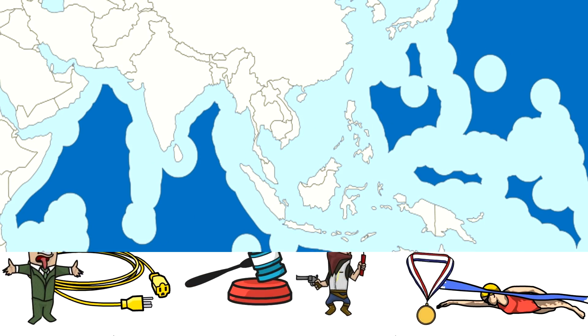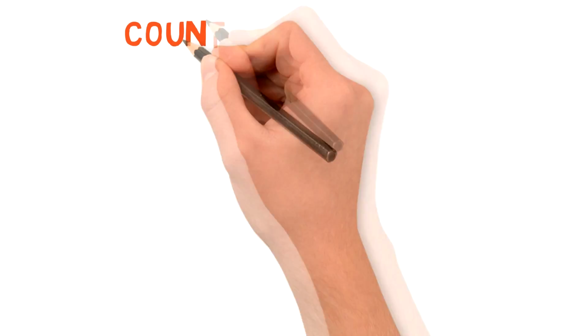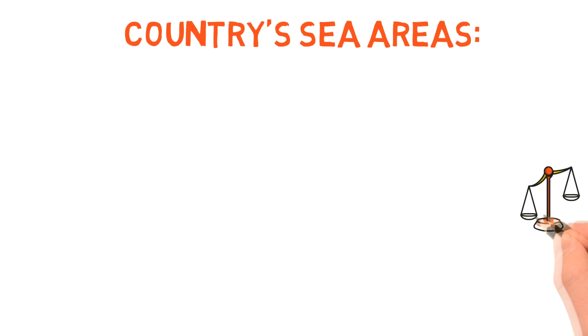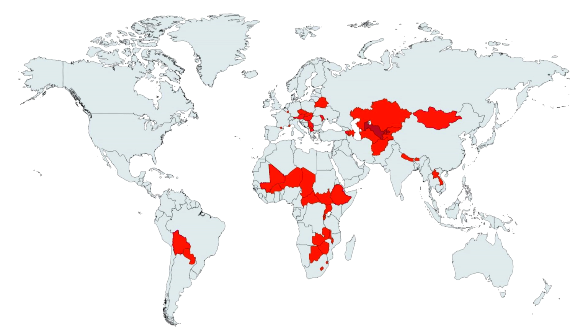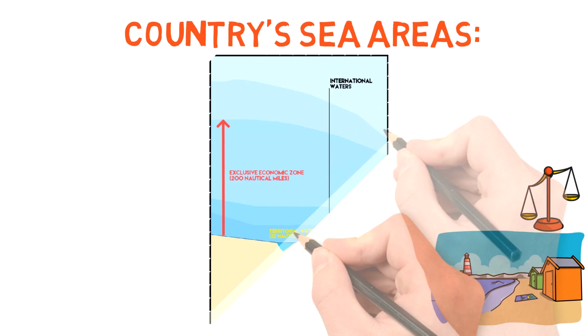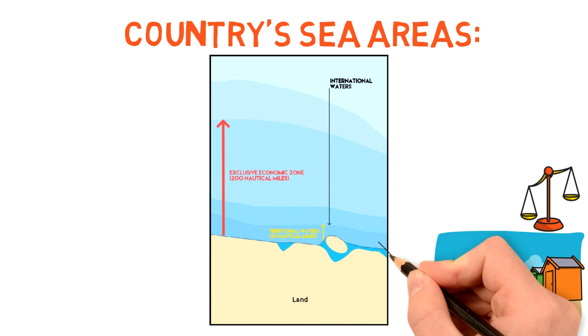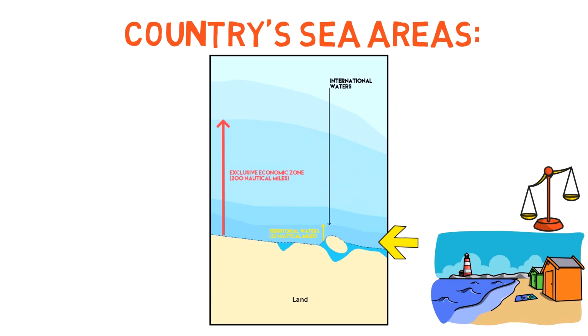So, to the point of the video, those light blue areas in the map. These are the waters that are under the jurisdiction of specific countries. Each country has their own area, with the exception of landlocked states. Within a country's water, the territory is divided into mainly 2 areas: the territorial water, which is immediately adjacent to the land, and the exclusive economic zone.